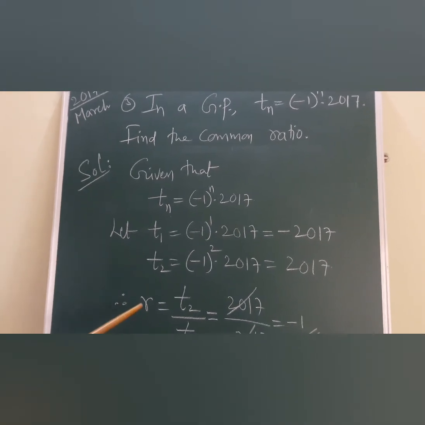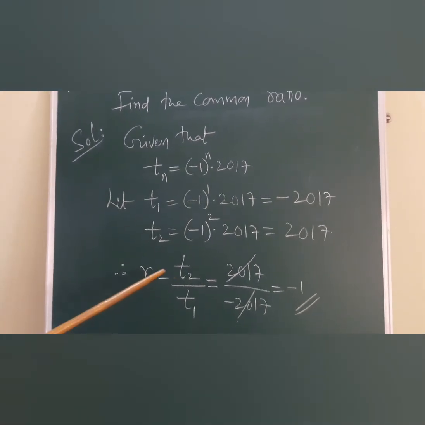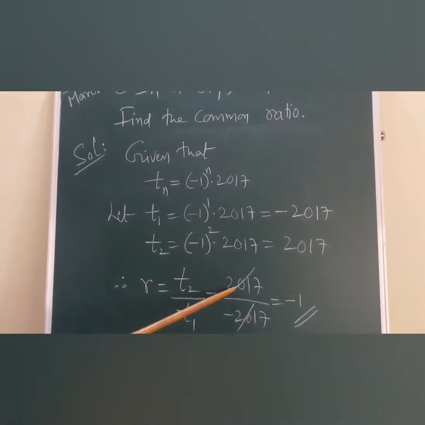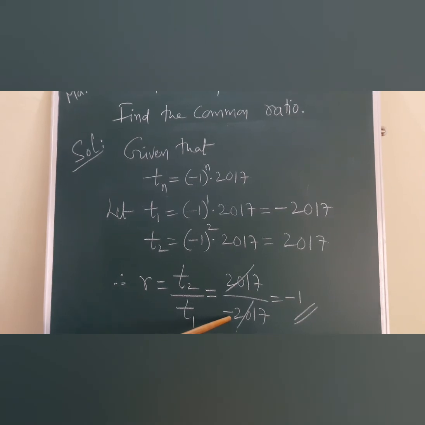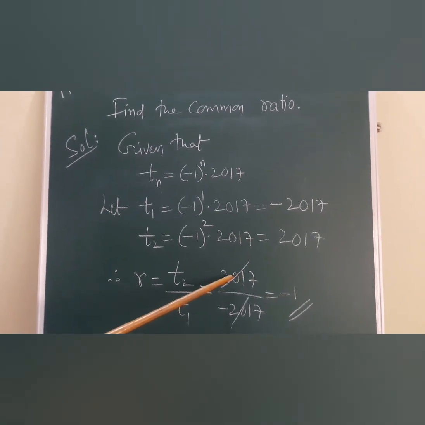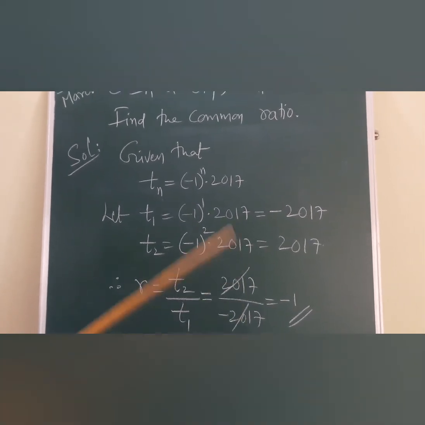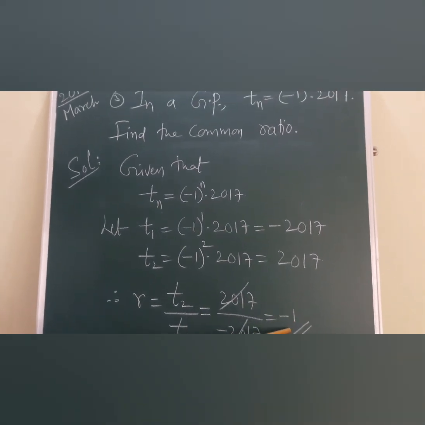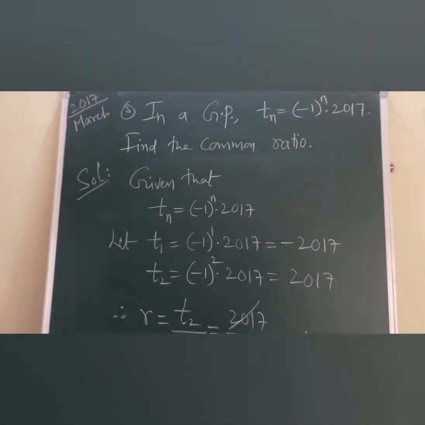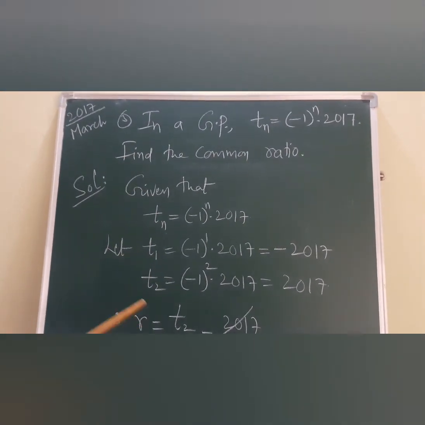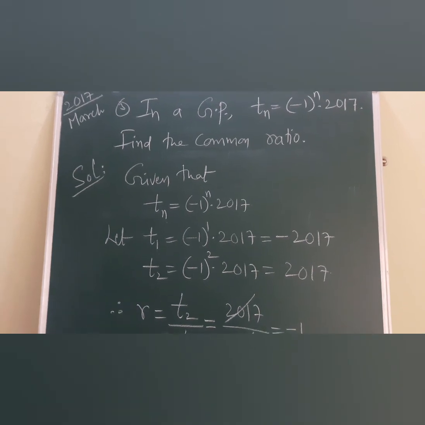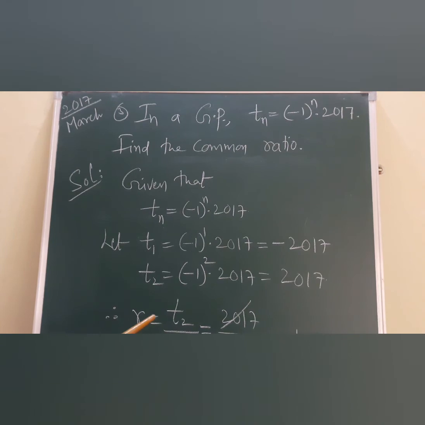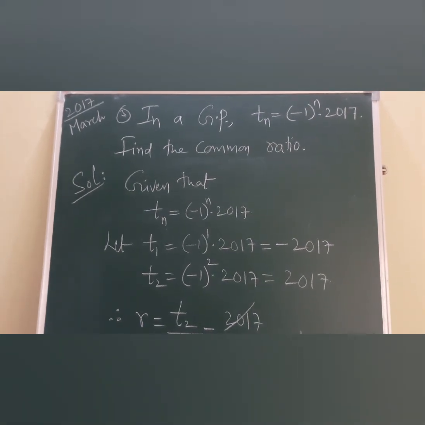Now, common ratio r is equal to second term by first term. Second term 2017, first term minus 2017. 2017 gets cancelled, remaining minus 1. This is the required common ratio. So in this way we can find easily, and a few more previous problems we will discuss in part 2. Thank you.